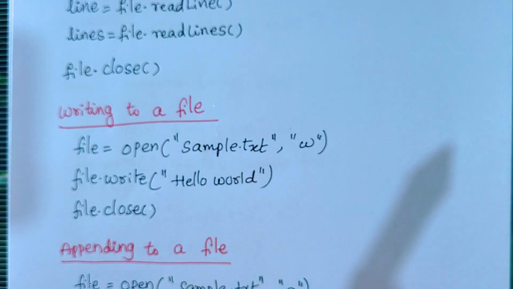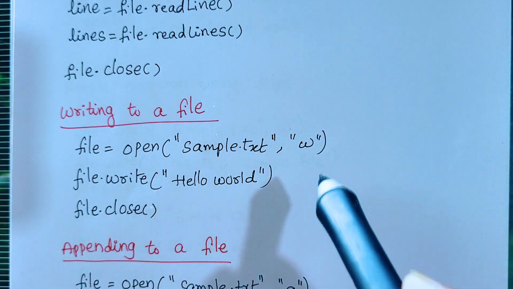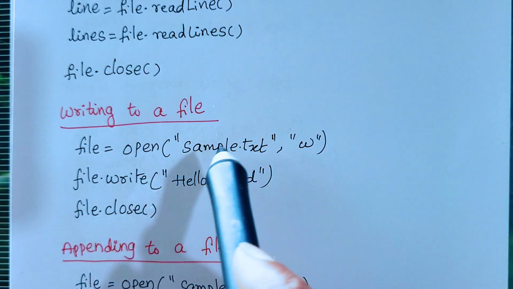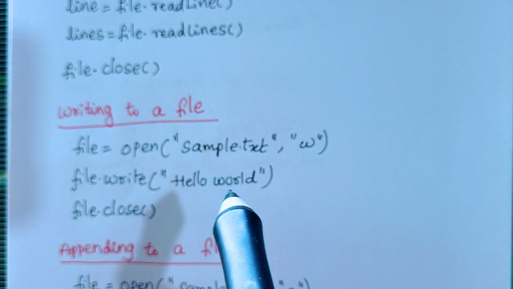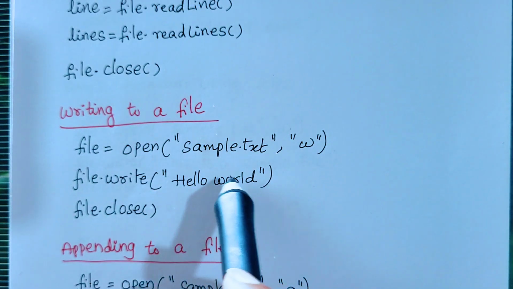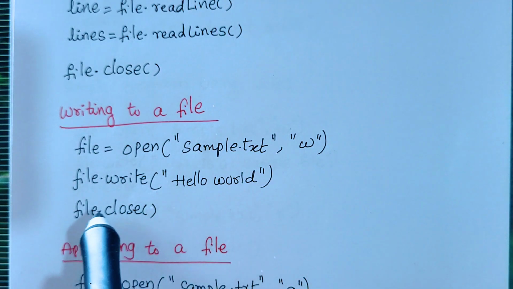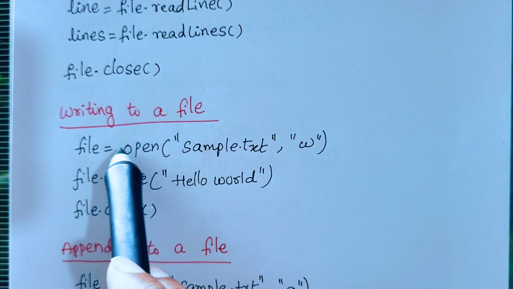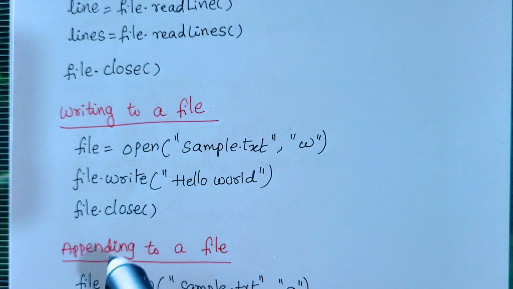So what is the purpose of write mode? Write mode is used to write a file. So file.write, what do I want to write? I want to write here hello world. So file.close. You must remember, whatever file you open, you must close the file.